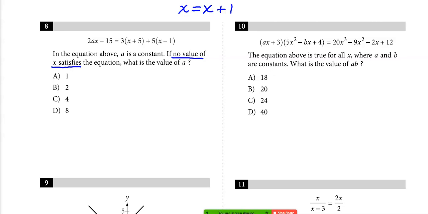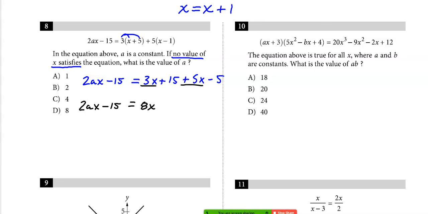So let's see what we got here. On the left, I have 2ax minus 15. On the right, let me simplify this by distributing: 3x plus 15 plus 5x minus 5. I'm going to do a little bit of cleaning up on that side. Combine like terms: 3x and 5x, that's 8x. And then I have 15 and negative 5, that's plus 10. And then if I put this 15 over here, we're going to have 2ax equals 8x plus 25.